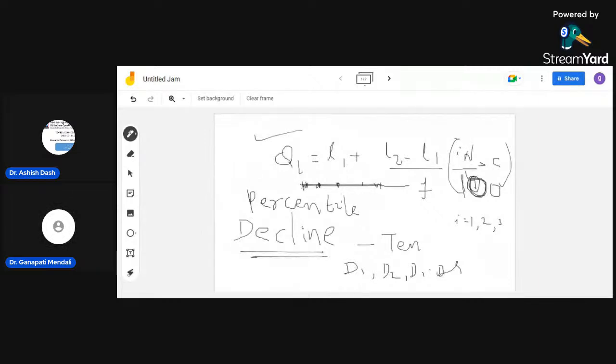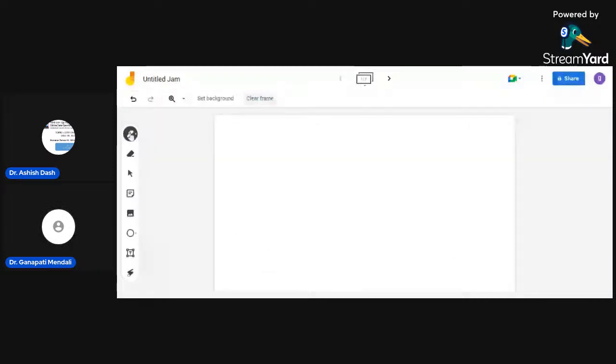There is another concept, that is the ogive. Ogive is a graphical way of presenting information.